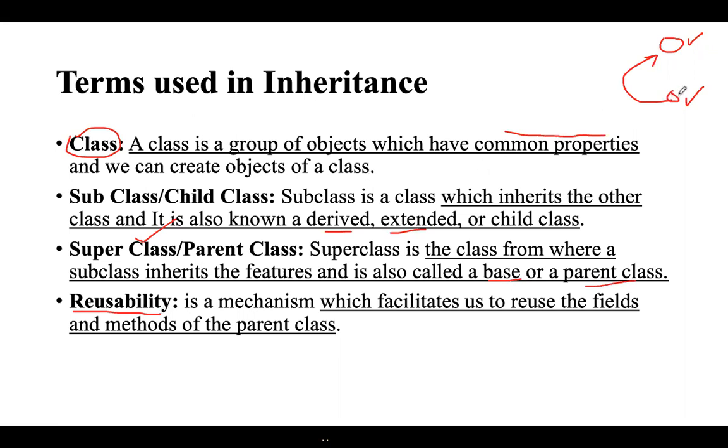Here in this drawing, which I am just drawing, this is the child class, this is the parent class, and I am trying to access the information of this parent class. What I am trying to do here in the child class is reuse the information which is available in the parent class. So this is called reusability. We will try to reuse the methods and the fields which are available in the parent class here in the child class. So this is something about reusability.